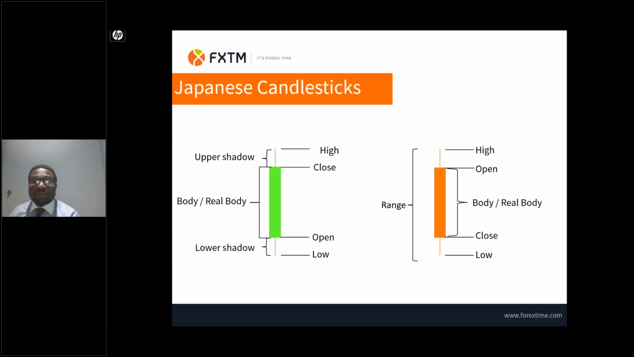The real body of the candle is the open of price to the closing of price. That makes the real body. While from low to high, comprising every part of the candle, the low, the close, the body, the open, and the high, all make up the range.